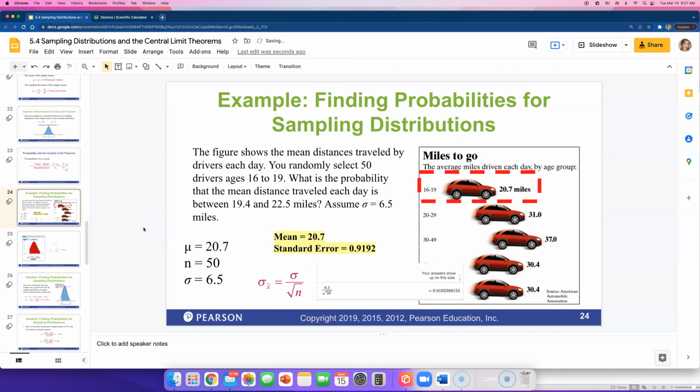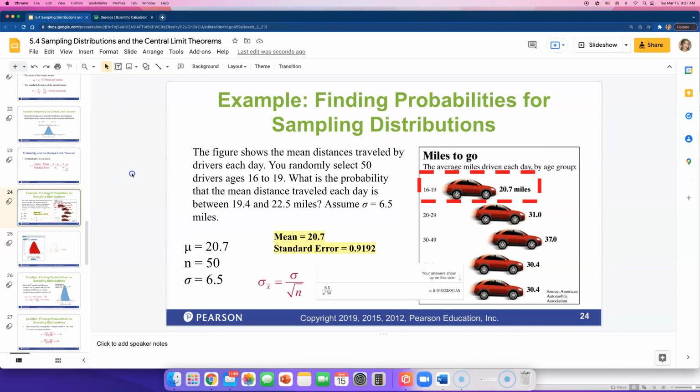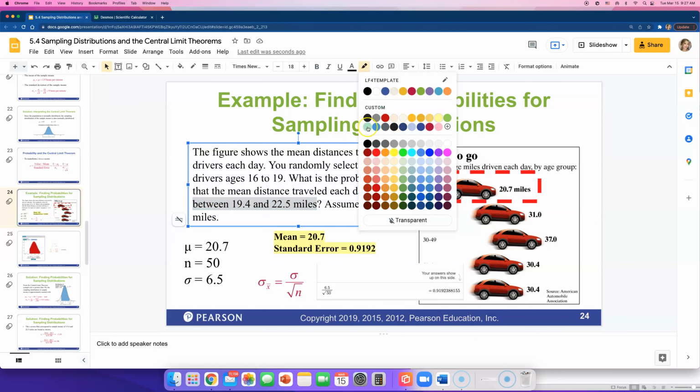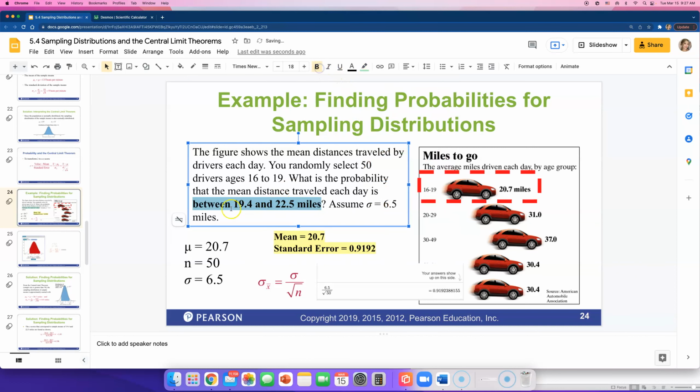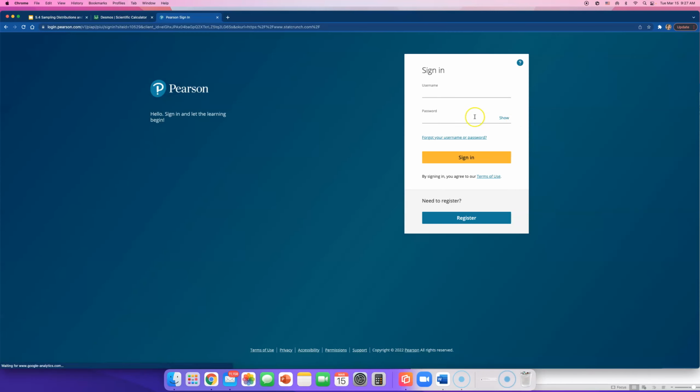The sample size is 50, which is greater than 30. So by the central limit theorem, we can assume that the sampling distribution can be approximated by a normal distribution. So I'll go open up my normal calculator now to find the probability of seeing a sample mean that is in between 19.4 and 22.5. So take a look. I will go to StatCrunch. I have to log in first, it looks like. Give me 1 second.